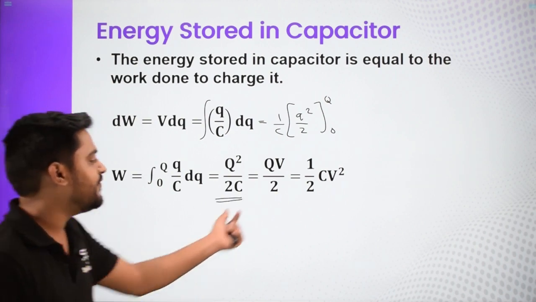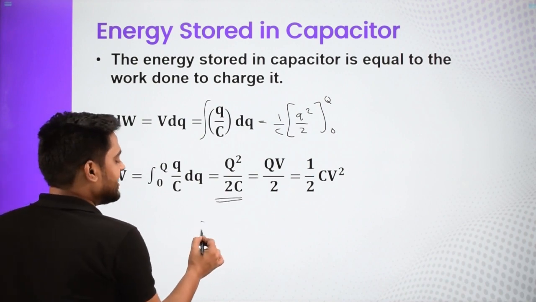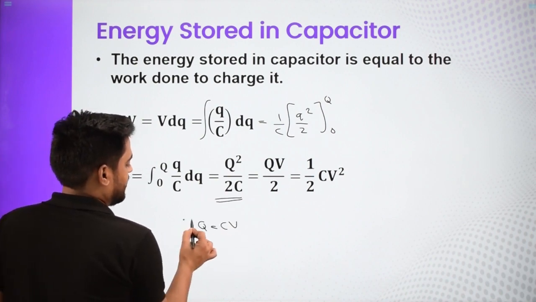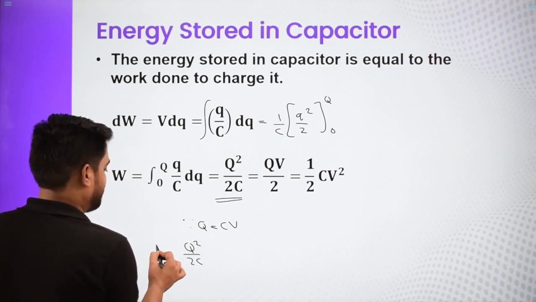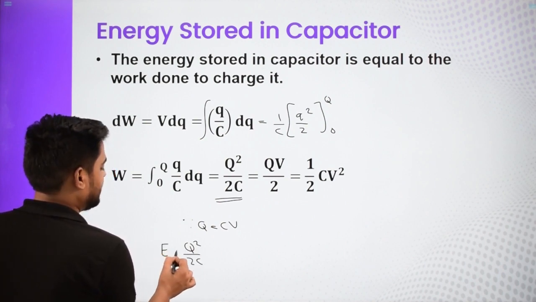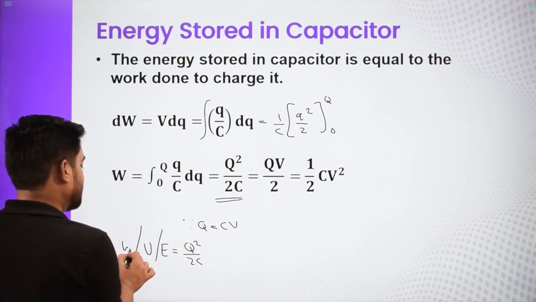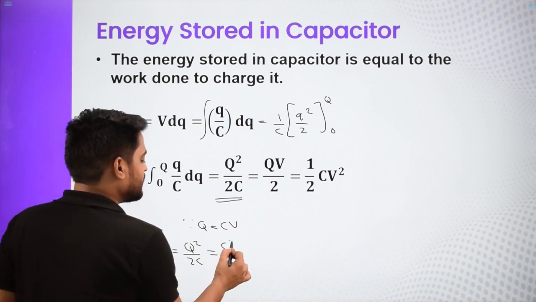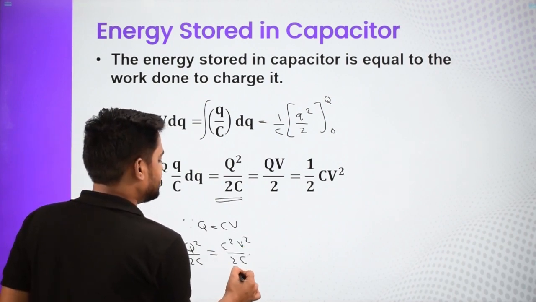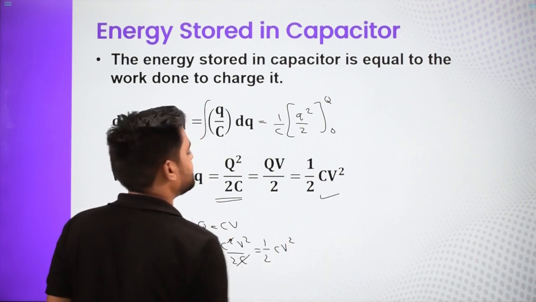There are some more variations like this. Q can be written as CV. So we can write that Q square by 2C, that is my energy of a capacitor, or to be precise, potential energy, or you can also say work done in charging it, is nothing but C square V square by 2C. So 1 C gets cancelled and we get half CV square.